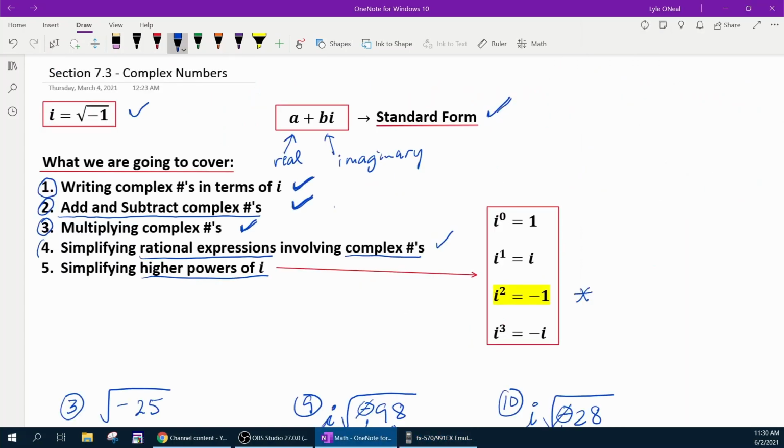Okay, back to our scorecard. That takes care of simplifying rational expressions involving complex numbers. The last thing on our agenda is to simplify higher powers of i, and that's where this little chart comes in.